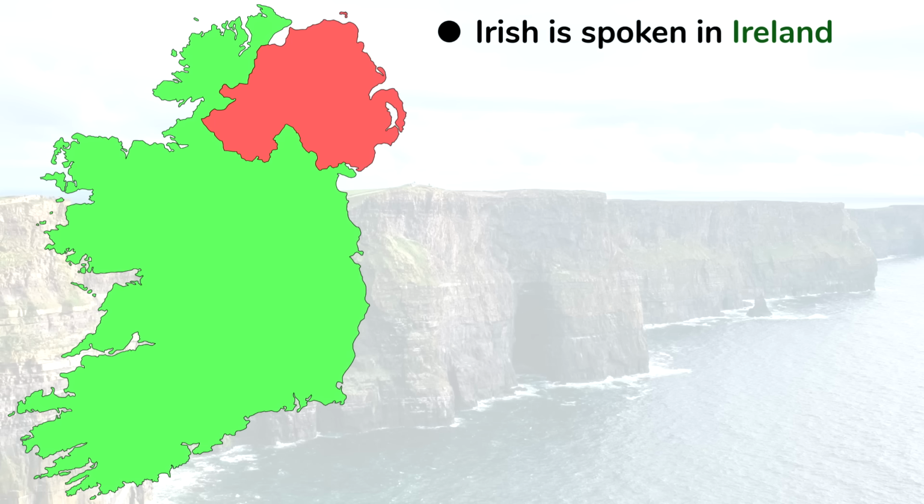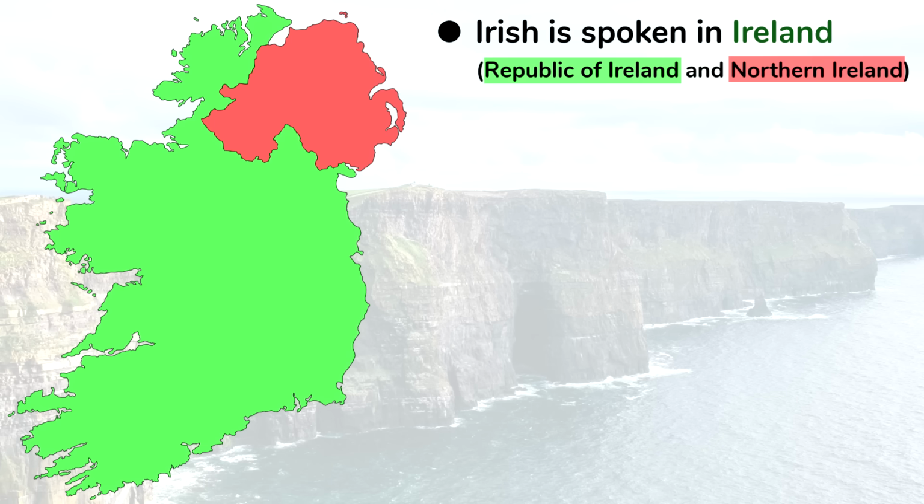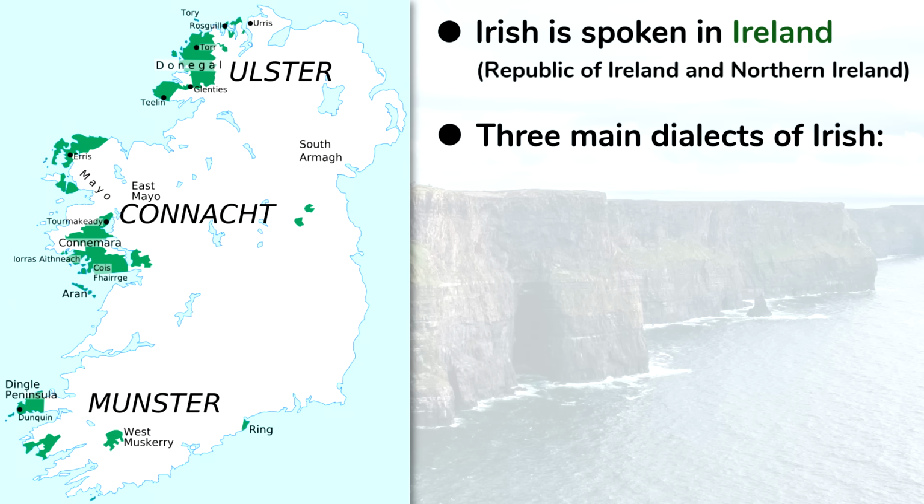Irish is spoken in, you guessed it, Ireland. That includes both the Republic of Ireland and Northern Ireland. There are three main dialects of Irish: Munster, Connacht, and Ulster.